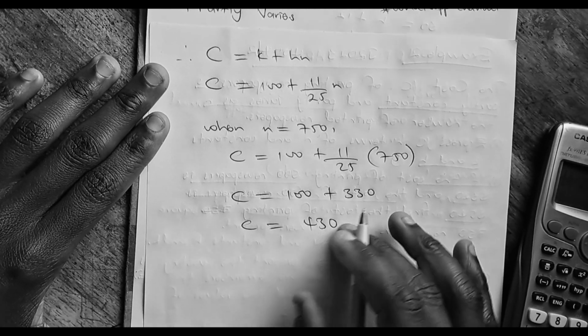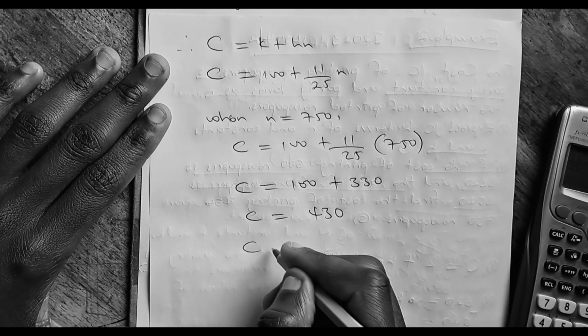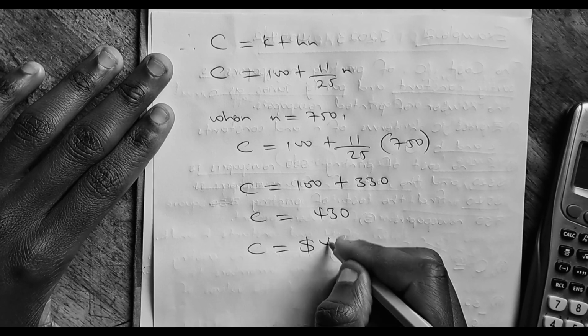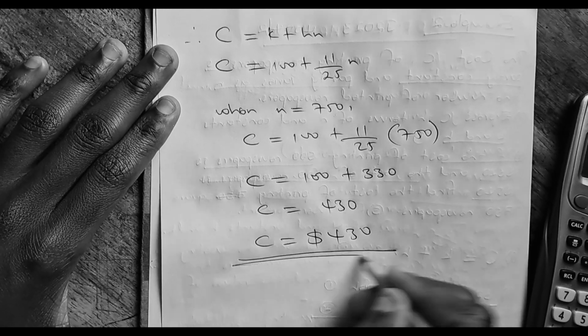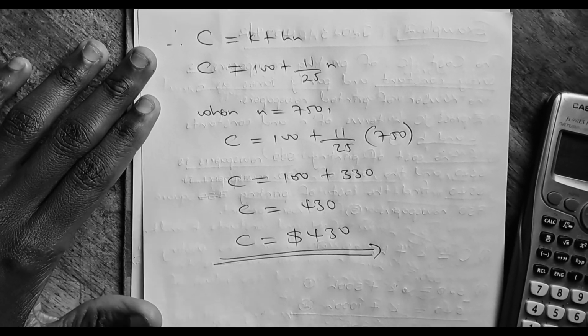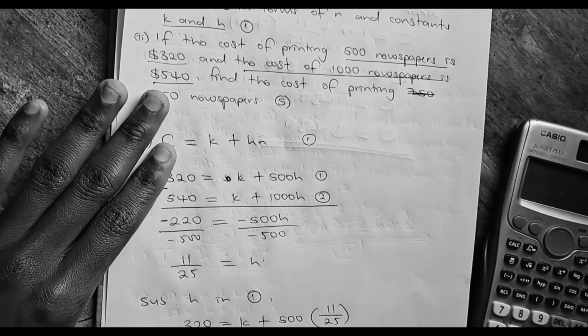But you don't leave your answer like this. So it will be C is equal to $430. You'll be awarded 5 marks actually for writing this simple question.